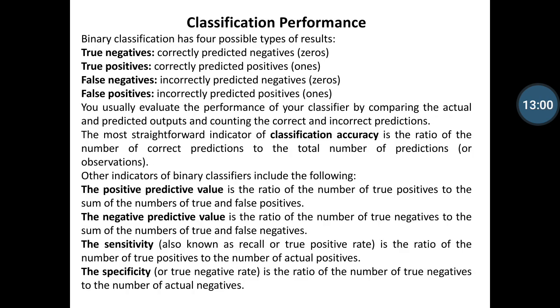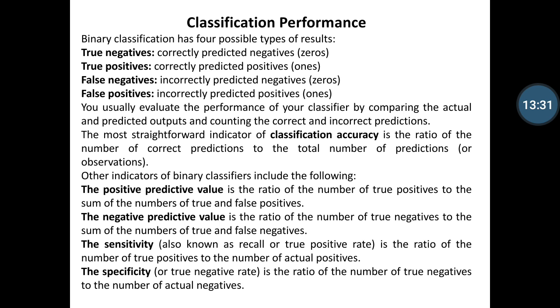Then after that, we describe some classification performance measures of our logistic regression. Binary classification has four possible types of results. Number 1, true negative: it correctly predicts negative zeros. True positive: it correctly predicts positive ones. False negative: it incorrectly predicts negative zeros. False positive: it incorrectly predicts positive ones.